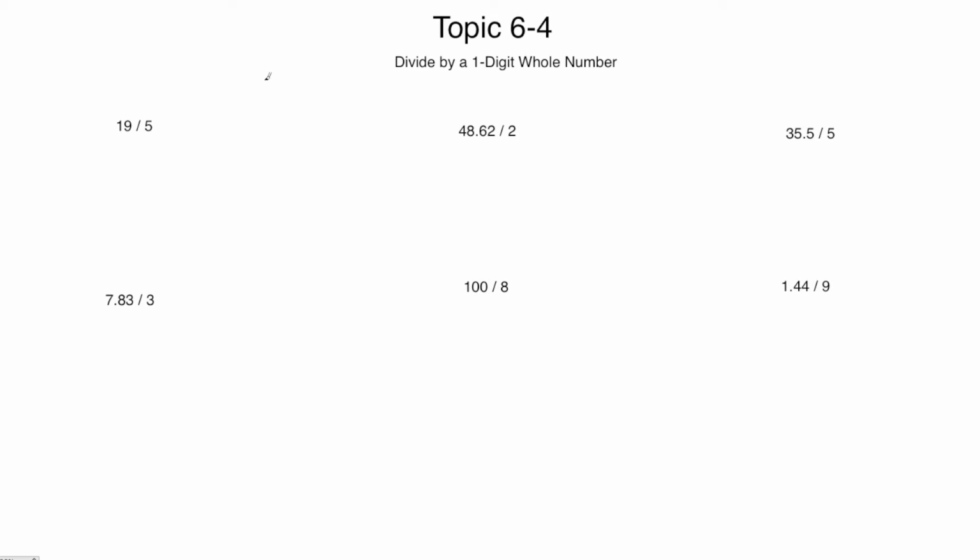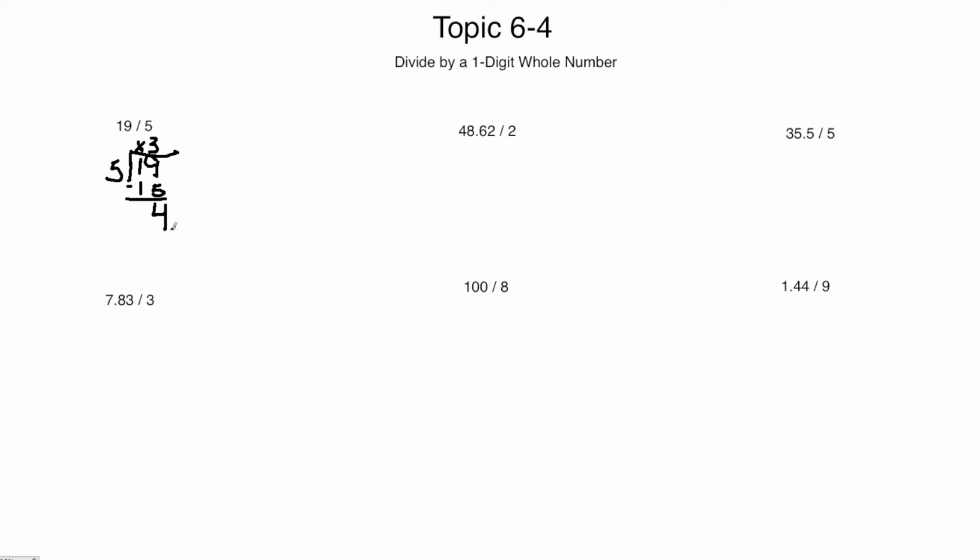Okay, so you know you're going to have a decimal, but we're still going to divide by a 1-digit whole number, meaning your divisor right here is going to be a whole number. So this is 19. We're going to rewrite it, divided by 5. 5 can't go into 1. 5 can go into 19 3 whole times without going over. Subtract.